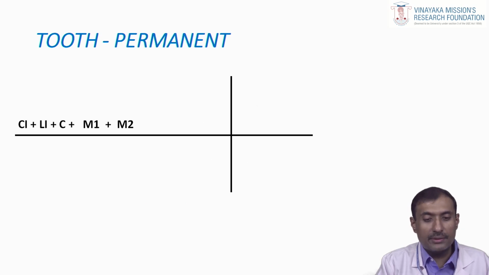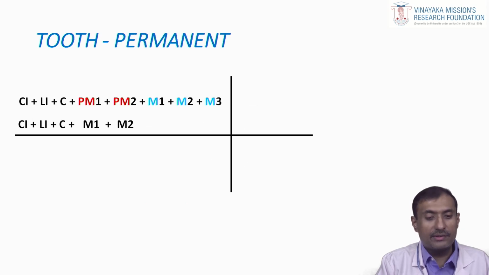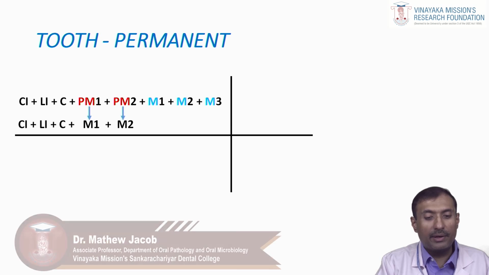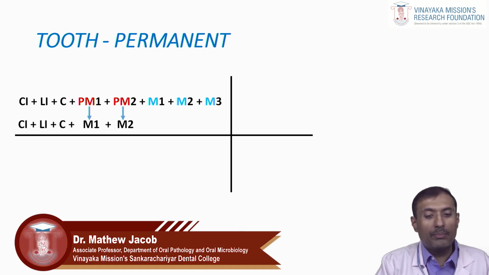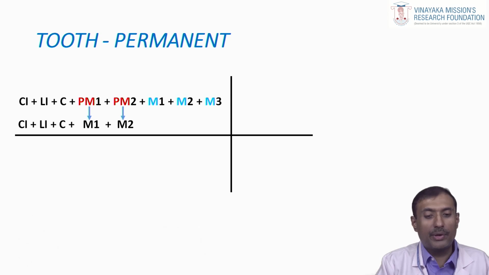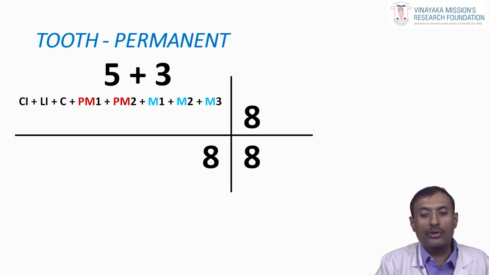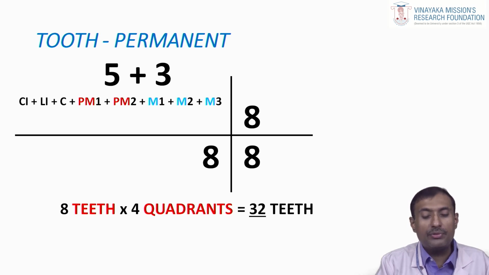In case of permanent dentition, what we see is that we have a central incisor, a lateral incisor, a canine, and the permanent molars are replaced by the premolars, that is 2 premolars, premolar 1 and premolar 2. So this occupies the space of the molars. And then as the jaw expands, we have 3 subsequent molars which form. So we have a total of 5 plus 3 teeth. So each quadrant will have, in case of permanent dentition, 8 teeth. That gives a total of 32 teeth.